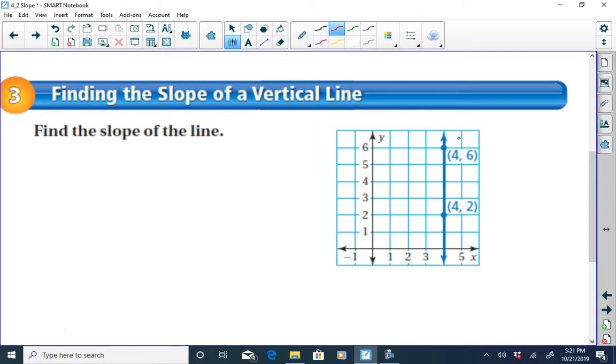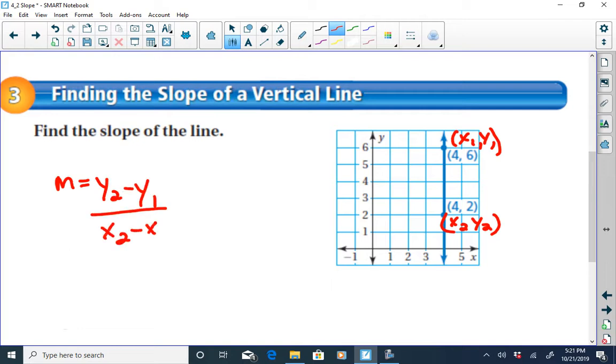All right, so let's do that, right? Using the same slope formula. x1 and y1 for my first ordered pair, and then my second ordered pair, let's make that x2, y2. Okay? We write our formula. m is going to be equal to y2 minus y1 over x2 minus x1.